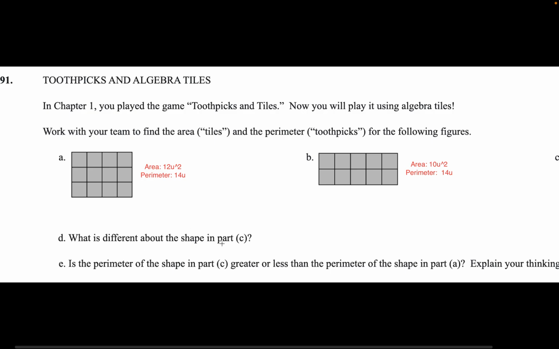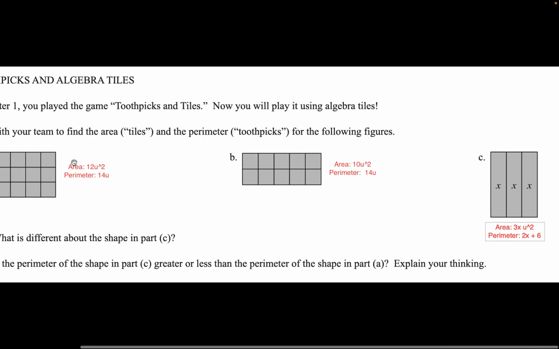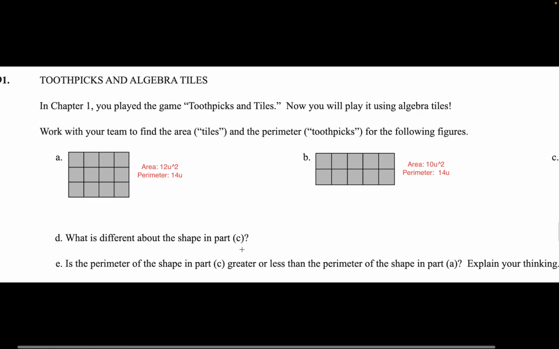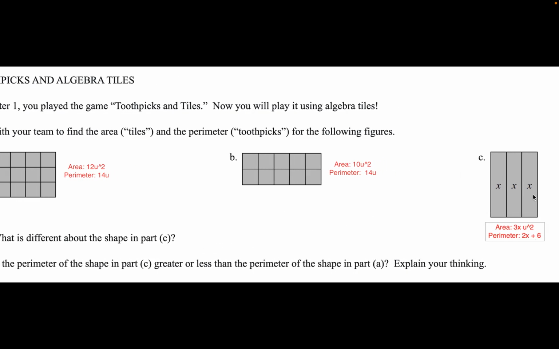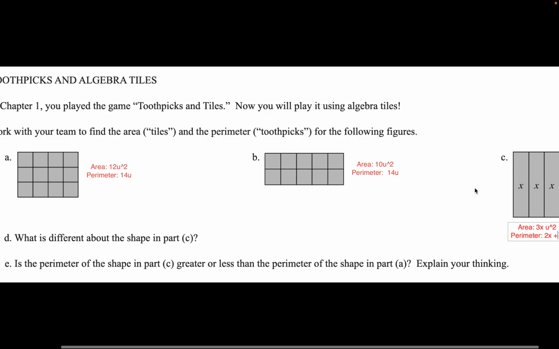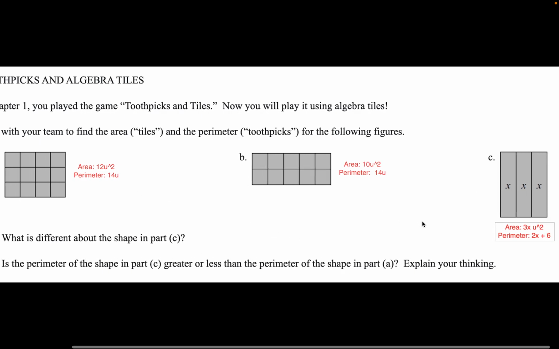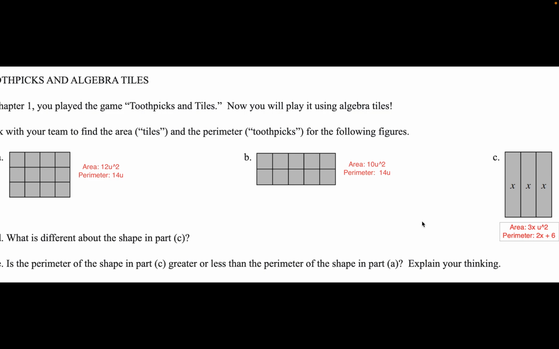D, what's different about the shape in part C? Well, these ones are made out of unit blocks, and these ones are made of the variables. They have variable tiles. So these lengths are x, or these lengths are unknown. Is the perimeter of the shape in part C greater or less than the shape in part A? Explain your thinking. Okay, so the answer you should be looking for is you do not know. You might think that if I take this shape and put it over here, it's going to be longer.